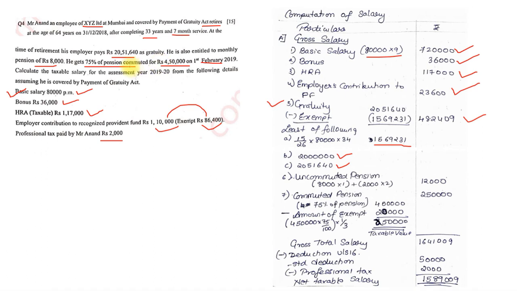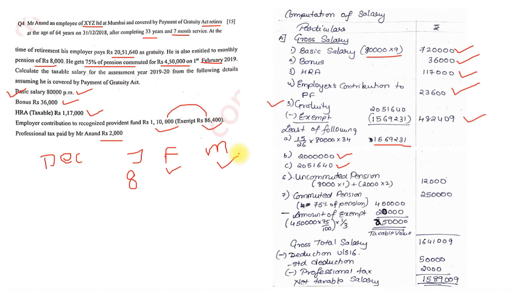Okay, next comes his uncommuted pension. So he's getting a monthly pension of 8,000. Remember, he retired in the month of December. So from Jan, Feb, and March, he will get his monthly pension of 8,000. So in the month of Jan, he got his 8,000. But from 1st Feb, look at this very carefully. From 1st Feb, 75% of the pension was commuted. He removed 4,50,000 from the accumulated value. So basically, for Feb and March, 75% is already removed.